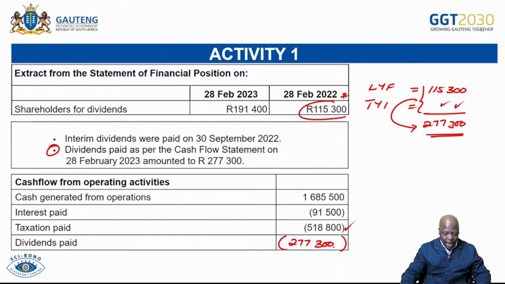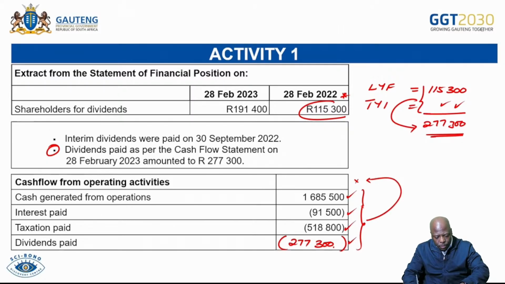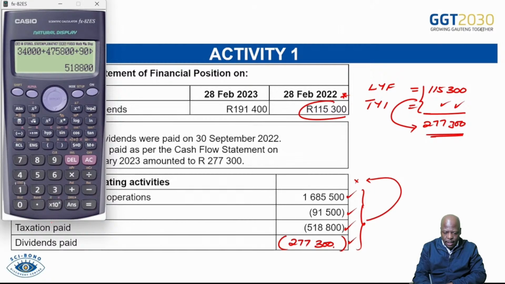Okay, now, once you have all your four aspects, remember I said under your O, how many things you're going to get? 4. You have your cash generated from operations, you have your interest paid, you have your taxation paid, and you have your dividends paid. So these 3 are going to be outflows. So let's see how we can get that one there, up there now. Okay, so let's have our calculator.